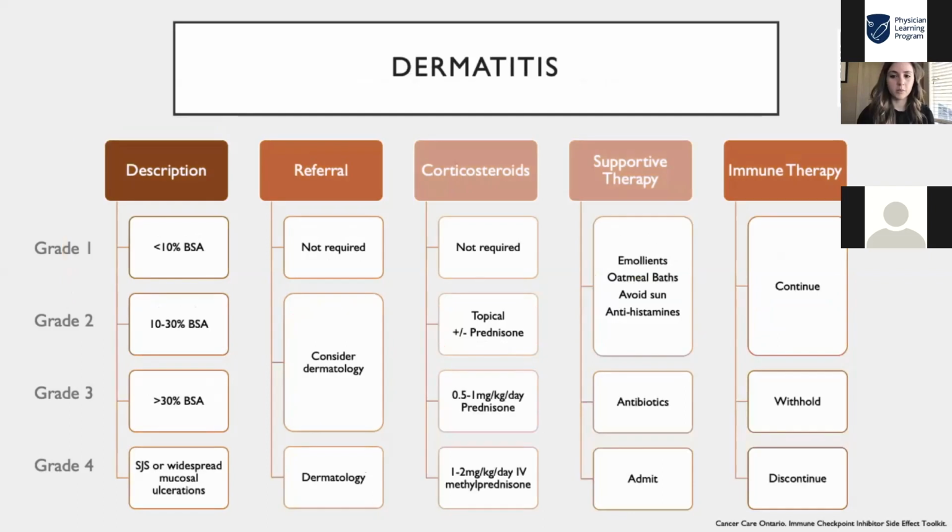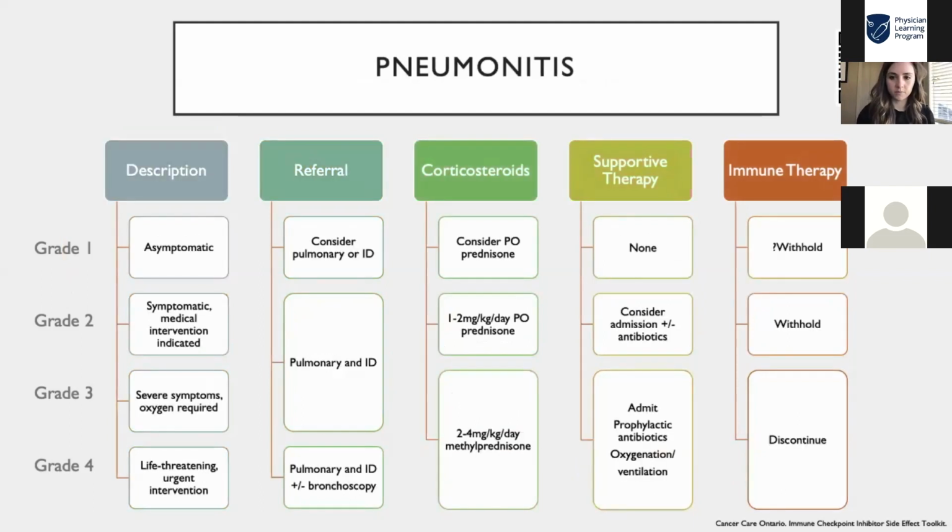So this is a simplified toolkit for dermatitis. Our grading is related to the predicted total body surface area that the rash affects, and the guidelines highlight that any signs of desquamation, no matter how much of the body the rash affects, should be classified as grade 4 and treated as such.